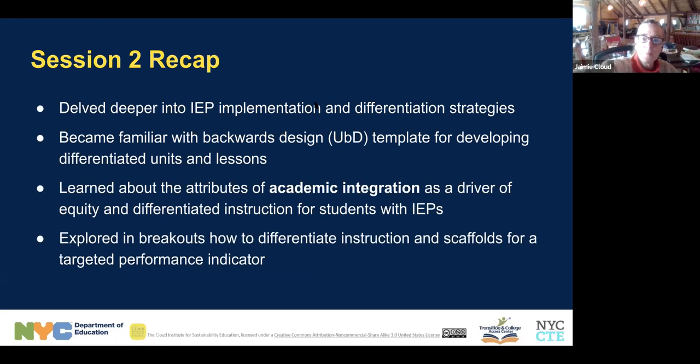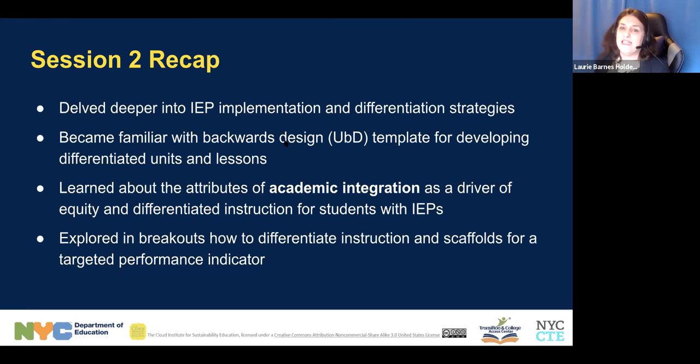So Rebecca, Laurie, you want to talk about what we've done so far? Sure. So in session 2, we went deeper into IEP implementation and the differentiation strategies that you can use in your lesson and that students can use. We became familiar with backward design template for developing differentiated units and lessons, and we're going to look at a few of those units today. And we learned about the attributes of academic integration as a driver of equity and differentiated instruction for all of our students with IEPs. And then we went into breakouts on how to differentiate instructions and scaffolds for a targeted performance indicator. So that was our session 2.